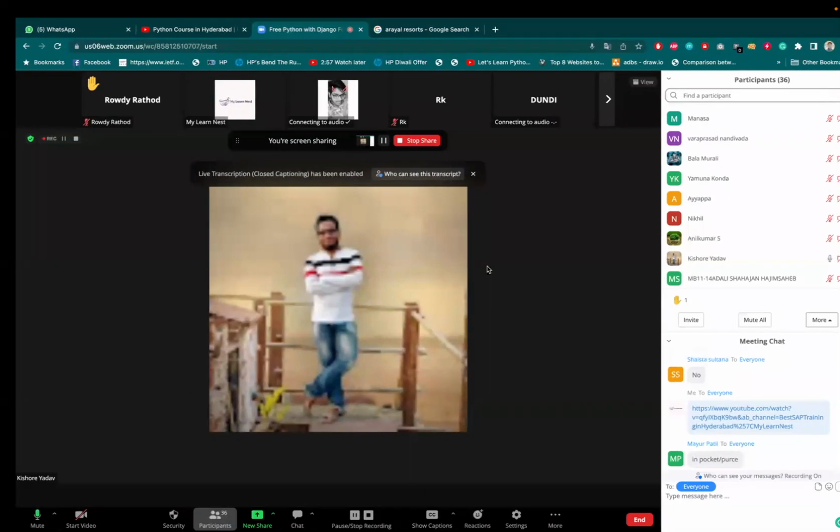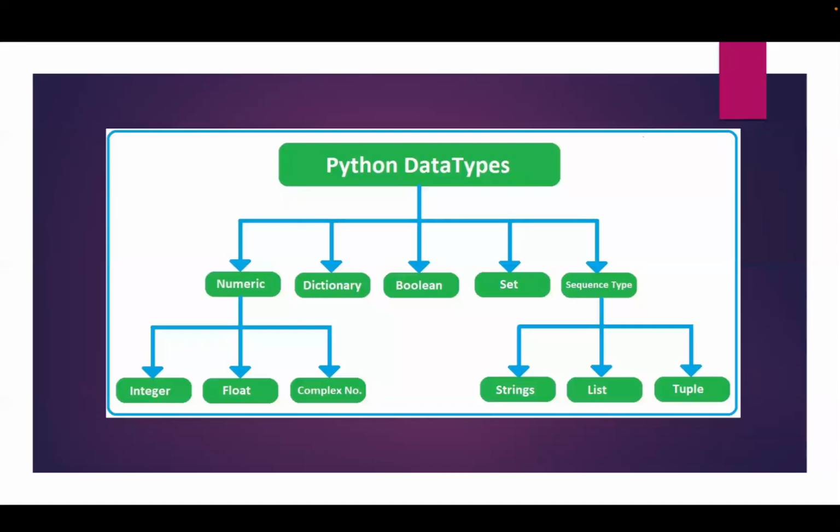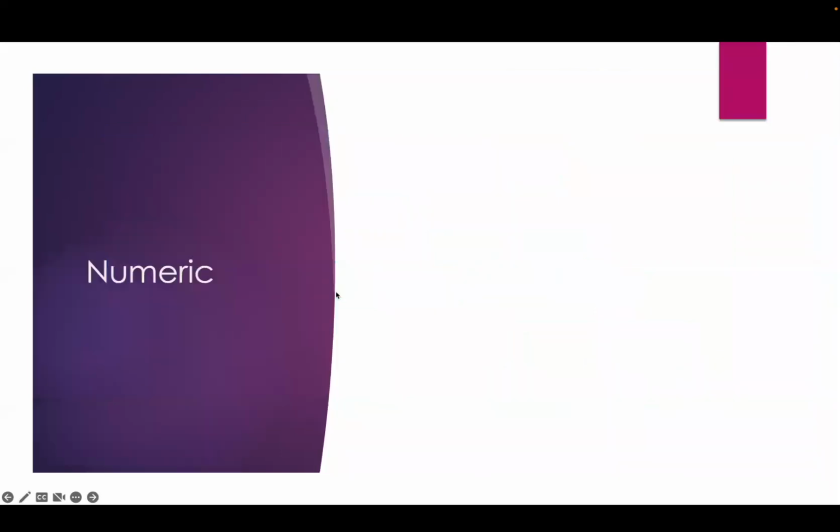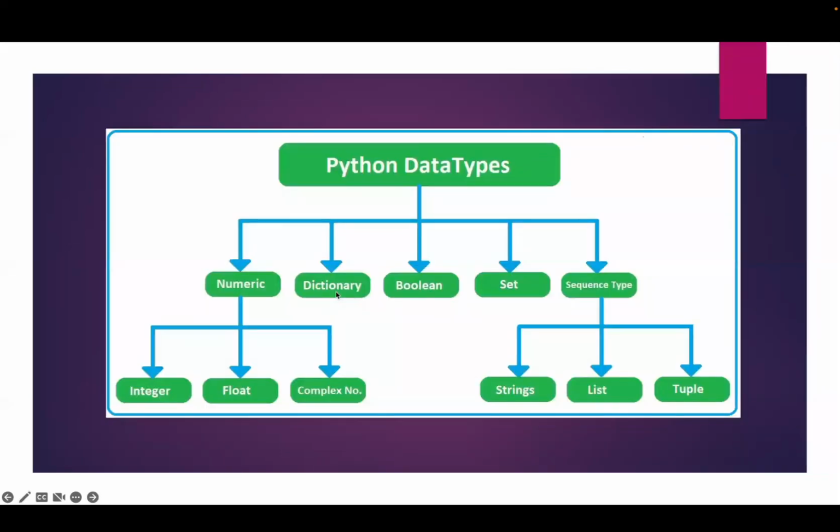Then we'll move to the next set of data types. We'll go to sequence types, so that it will be easy to understand the dictionary. There is another data type, sequence, in Python. It contains three different data types: one is string, another is list, and another is tuple.